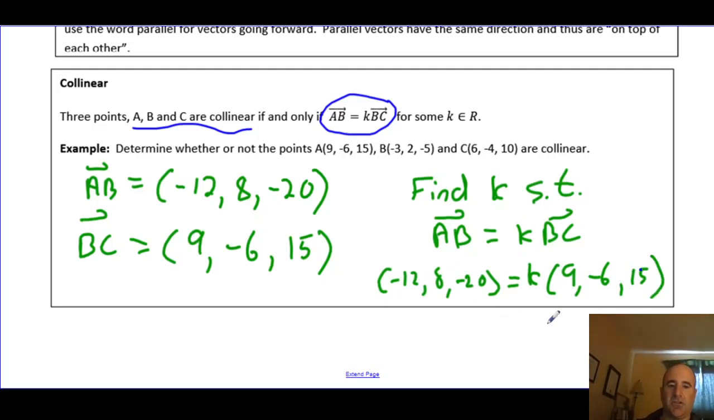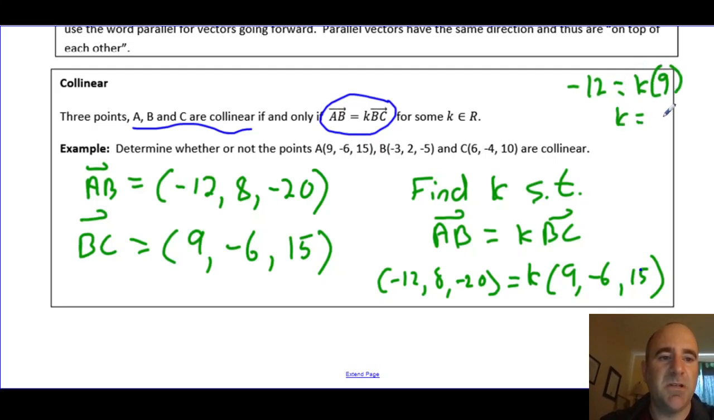Let's just take a look here. I can try to solve this and just do a little bit of work up here. -12 would have to equal K times 9. Well, that would tell you that K must be equal to -12 divided by 9, which would be -4/3. And it sure looks like that will hold for all of them. It does. So 8 times -4/3 would in fact give you -6. And -20 times -4/3 would in fact give you 15. So that does work. So the answer to this question is yes.